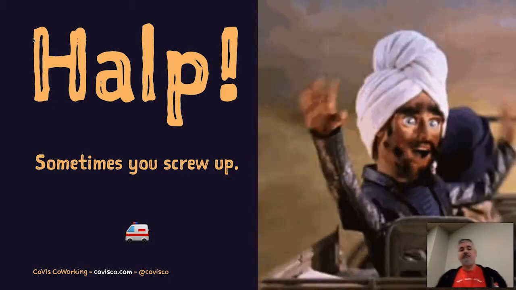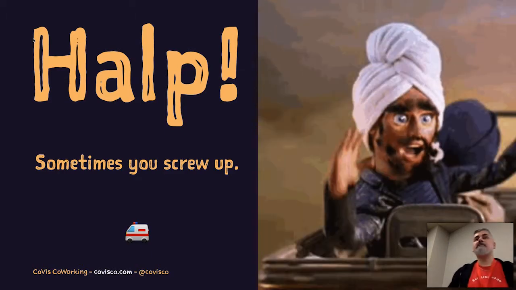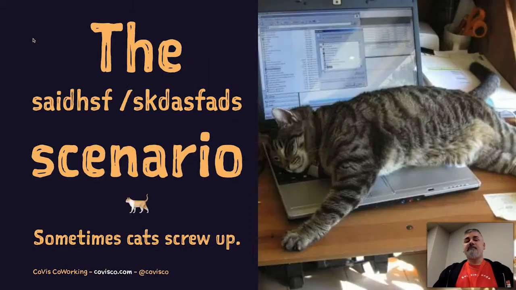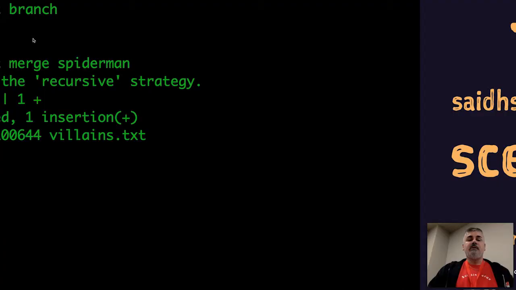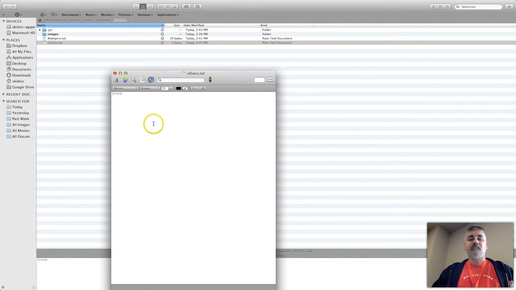Now, sometimes you screw up, right? We're not perfect. We're not machines. So sometimes we screw up, but we are perfect, right? It's actually the cat. Let's talk about the scenario. Sometimes cats get on our keyboards and screw things up, and we need to fix it. So let's pretend for a second that my pesky cat walked on my keyboard, typed a bunch of garbage, and somehow managed to save the file because he's a talented cat.